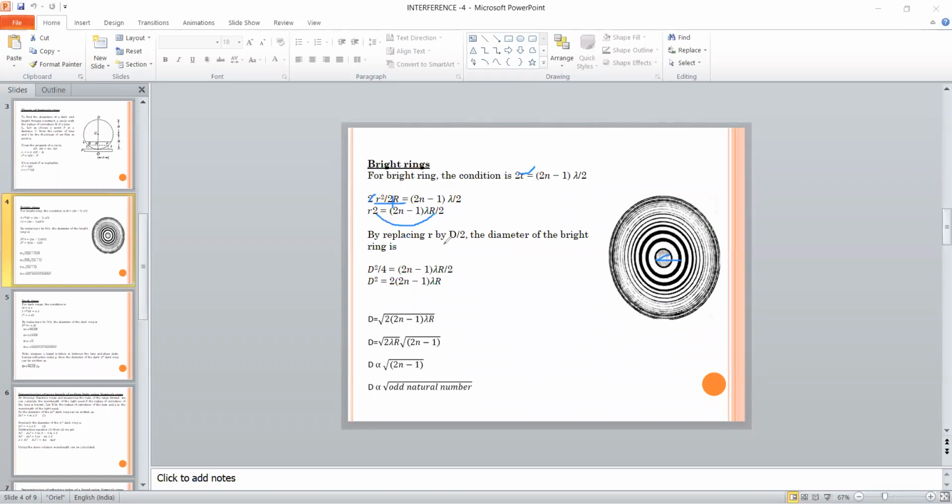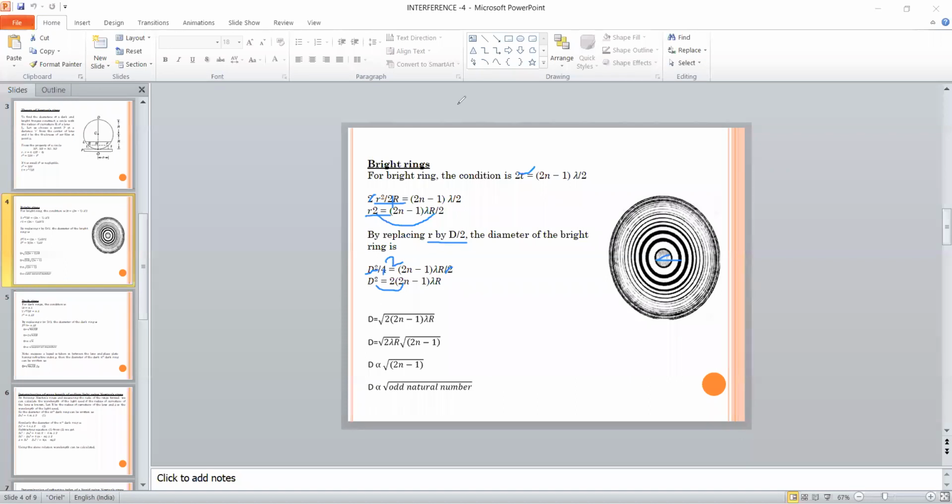Now r is radius, d is the diameter. By replacing small r by d by 2, that means r square becomes d square by 4. So d square by 4 is equivalent to (2n minus 1) lambda R by 2. Now cancel 4 and 2, so here we get 2. Now cross multiply this 2 here. Then d square is equal to 2 into (2n minus 1) lambda R.